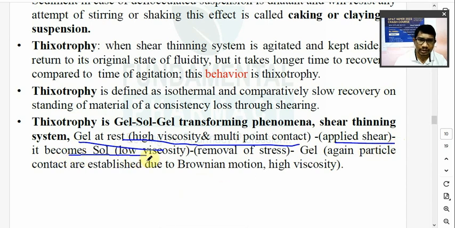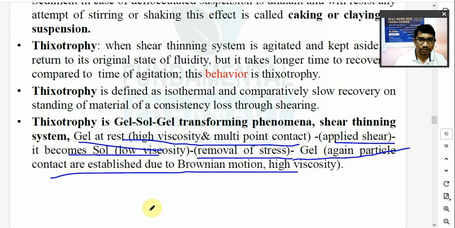सोल में क्या होता है? Low viscosity. And upon removal of stress, again it will become a gel. Then particle contact will be established due to Brownian motion and will have a high viscosity. So gel, sol, gel, that is known as a thixotropic behavior.